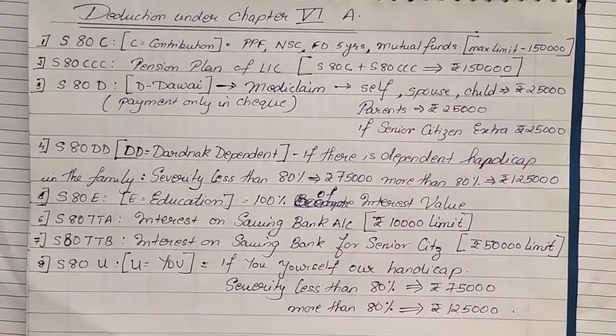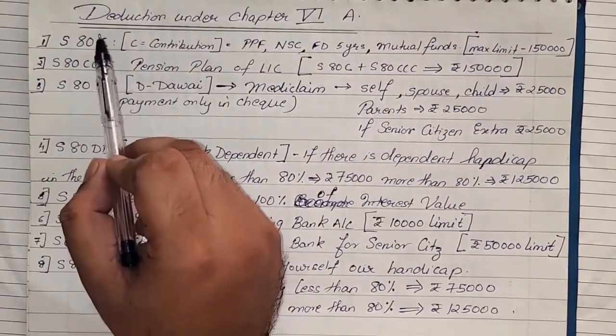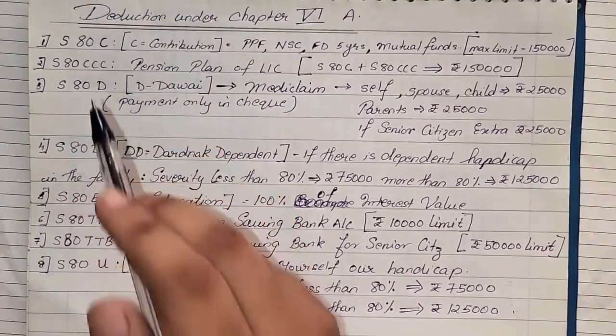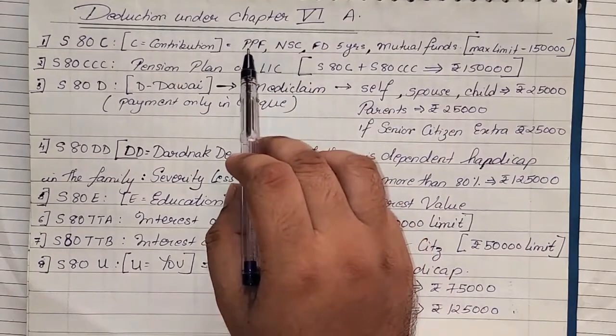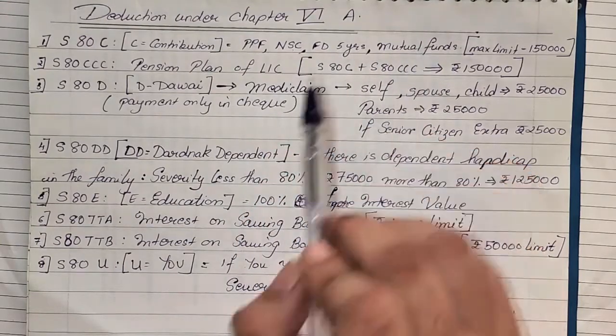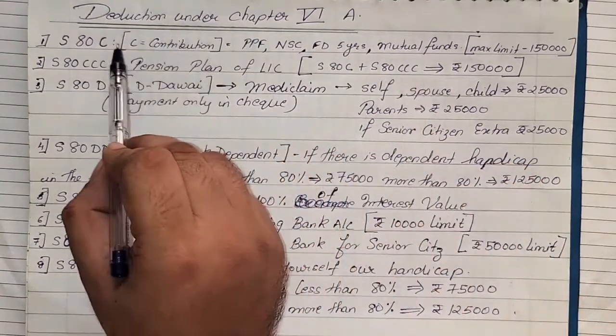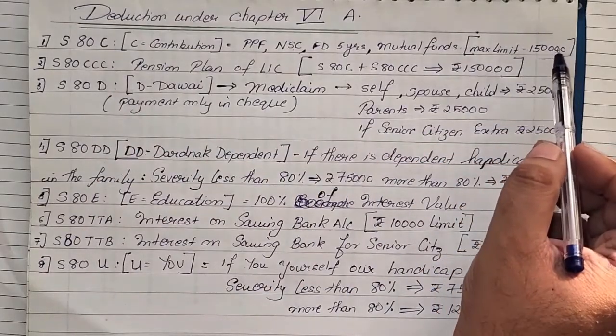Now there are 8 important deductions that need to be learned under Chapter 6A. Number 1 is under Section 80C. Remember the alphabet, C stands for contribution. Contribution is like you are making a payment towards some investment or you are buying something. Under that usually includes your provident fund, NSC, FD for 5 years, mutual fund, etc. Remember the maximum limit of 80C is you can ask for a deduction up to 1,50,000.